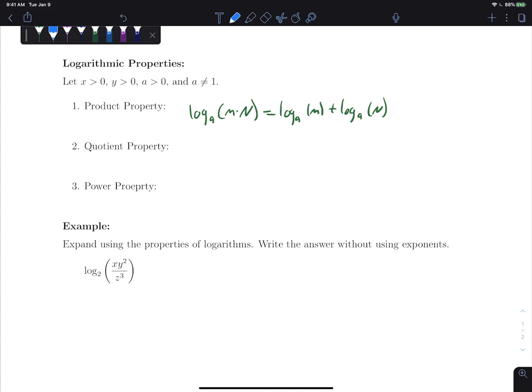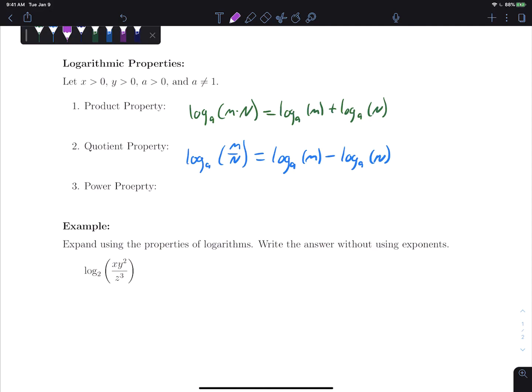The quotient property is very similar. We have log base a of m divided by n will give us log base a of m minus log base a of n. Now, same thing, except we have division of 2 different factors. So we have the numerator in the first logarithm minus the denominator in the second logarithm.